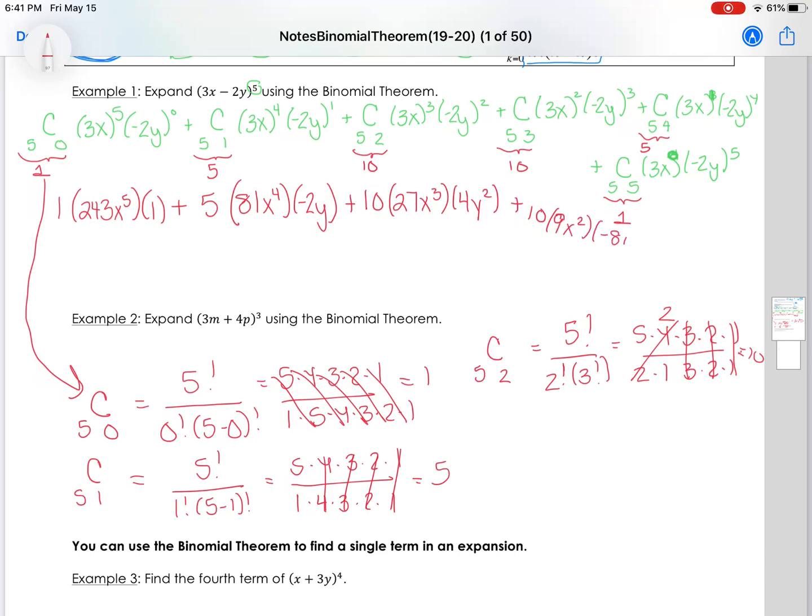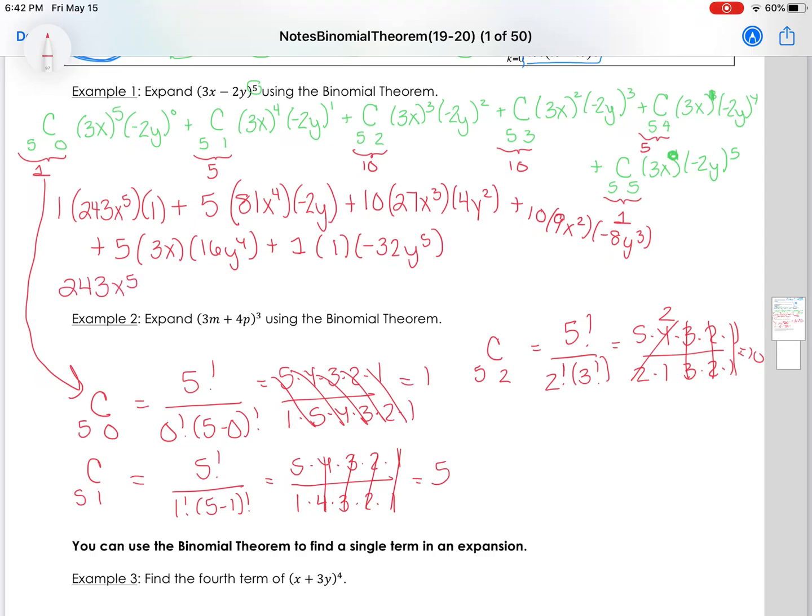Then we have 9x squared times negative 8y to the third. I'm running out of room here. Plus 5 times 3x times 16y to the fourth. Plus 1 times 1 times negative 32y to the fifth. And then it's a matter of just multiplying everything out.